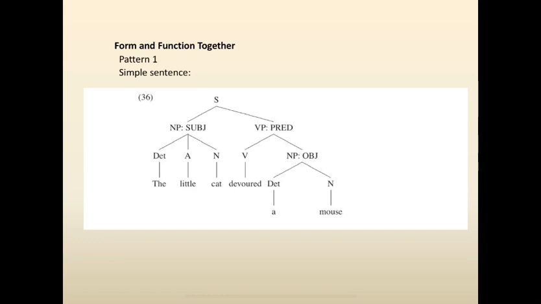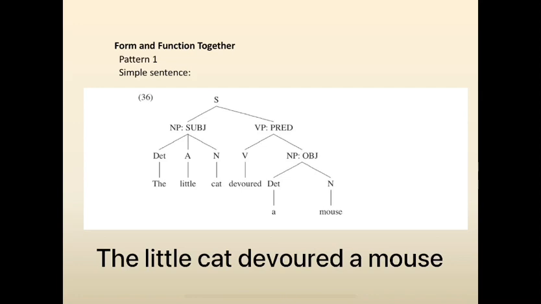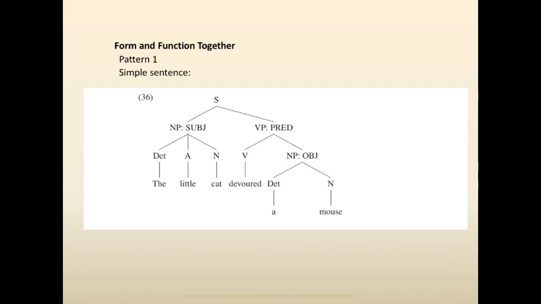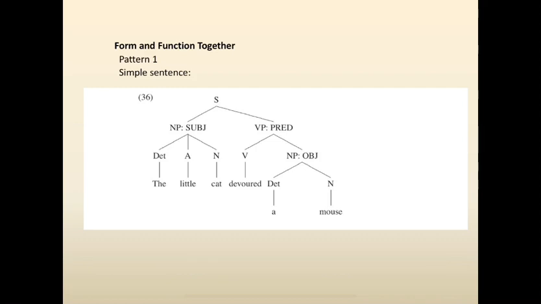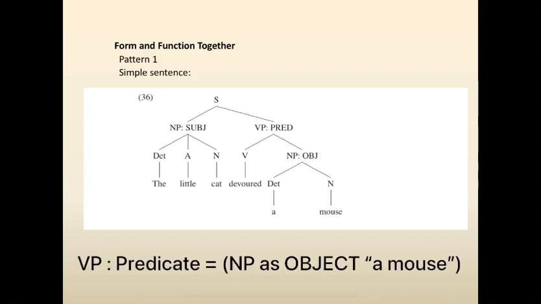In this topic, I will explain about the structure of a sentence. The first one is pattern one. Before this, we have all studied this structure. It is a simple sentence. The sentence is, the little cat devoured a mouse. The sentence consists of two parts, namely a noun phrase as a subject and a verb phrase as a predicate. And in the verb phrase, there is another noun phrase, but here the noun phrase is the object, not the subject.